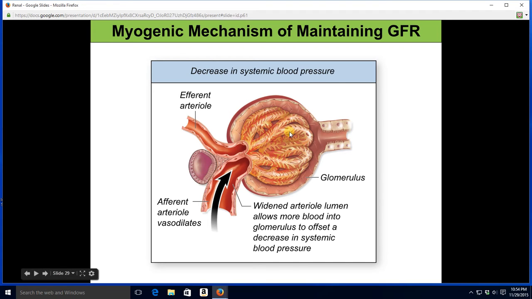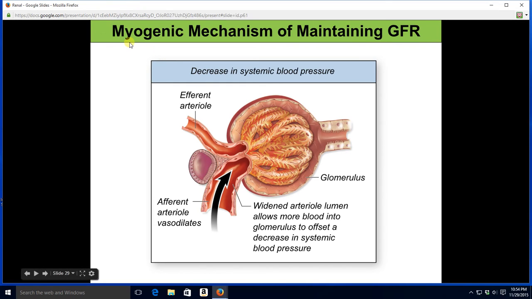So in order to maintain that filtration rate in here, we got to maintain blood pressure in here. Okay, so if blood pressure drops in the body, well, it makes sense. Blood pressure will drop in the glomerulus too, and that's not good. In order to offset that, the afferent arteriole will dilate. That'll bring more blood in, which will bring the blood pressure here back up to the normal value, around 60 millimeters of mercury, that we need.